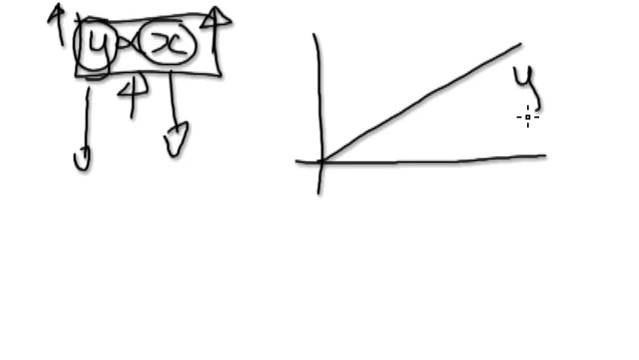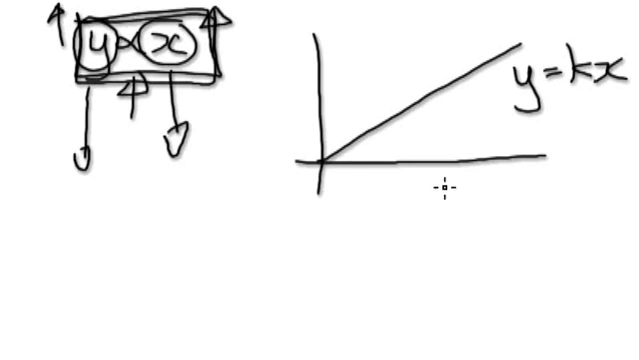As you increase y, x will also increase. As you decrease y, x will also decrease. So you get a straight line like this: y equals kx. Remember, this only tells you how one thing is related to another. If you have this line here, this line is also y being directly proportional to x, and so is this line here.